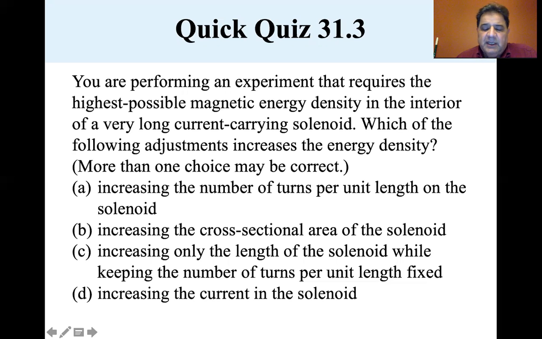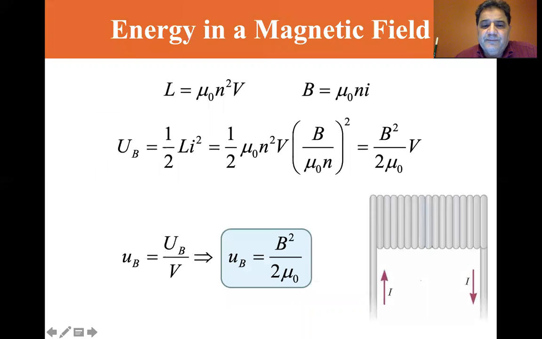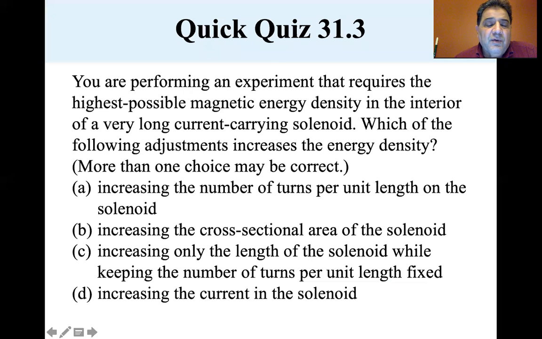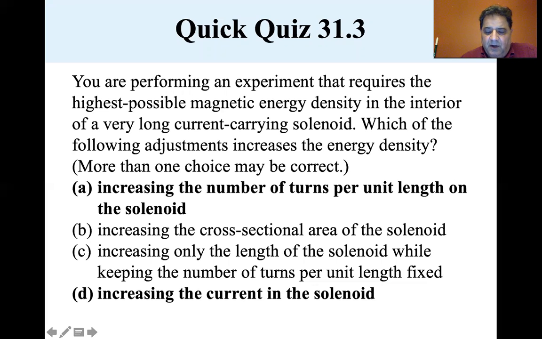Well, let's see. If B is equal to mu 0 n I, you can see that if you increase n, B will go up. If you increase I, B will go up. So really it's A and D. If you increase the cross-sectional area, you'll actually diminish it. If you increase the length, you're diminishing the n per unit length, so that would decrease it also. So A and D are the answers to that.